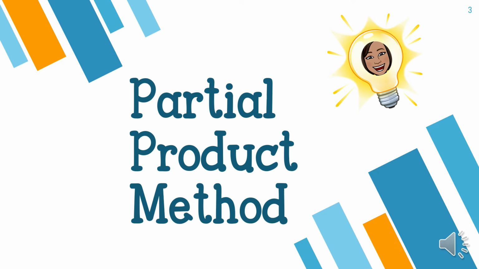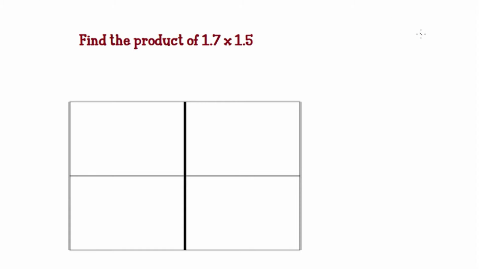Now, I will show you through an example how to use the partial product method to find the product of two decimals. The partial product method is a process for multiplying whole numbers that can also be used for multiplying decimals. In this example, I'll show you how we can break apart each of these decimals or factors to use the partial product method. We're going to start taking the first digit, 1 and 7/10.